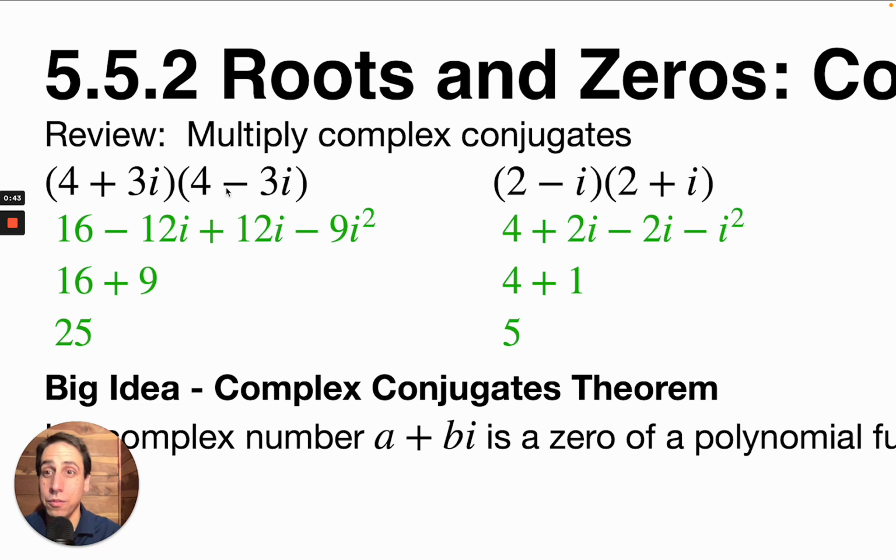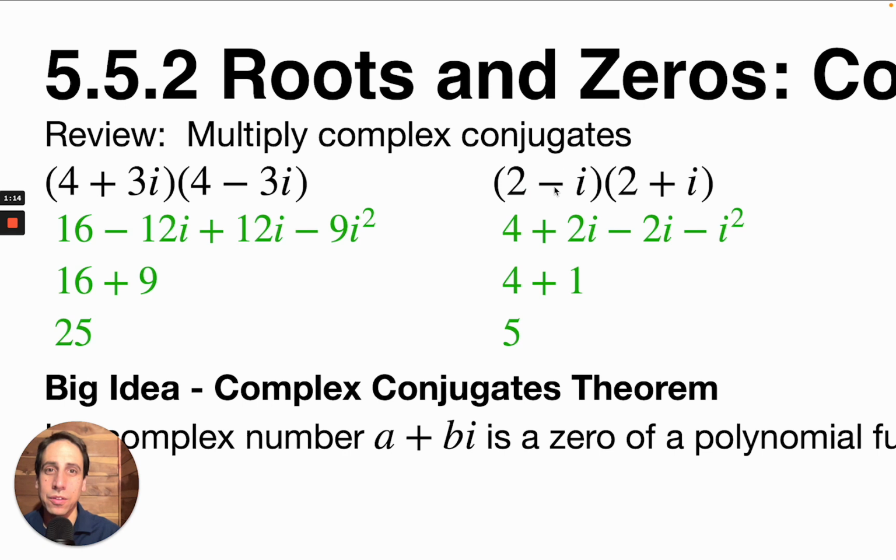You can FOIL. So the first term, 4 times 4 is 16. Outside term is 4 times -3i, which is minus 12i. The inside term is 3i times 4, which is plus 12i. And then 3i times minus 3i is minus 9i squared. I squared, what is that? It's -1. So that's going to cancel out the subtraction. And then of course the middle two terms cancel each other, and you just have 16 plus 9, which is 25.